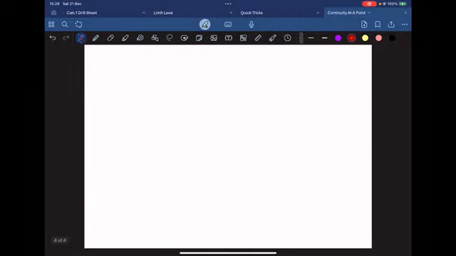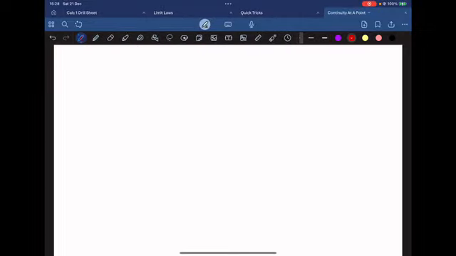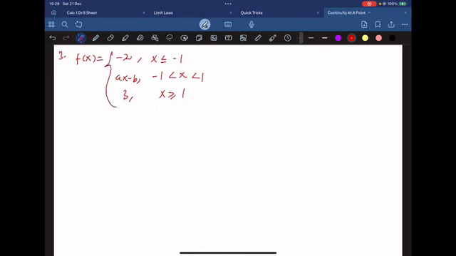Let's move on to the third one. For the third one, we have this piecewise function: minus 2 when x is less than or equal to minus 1, ax minus b when x is in between negative 1 and 1, and positive 3 when x is greater than or equal to 1. So we have this piecewise function.